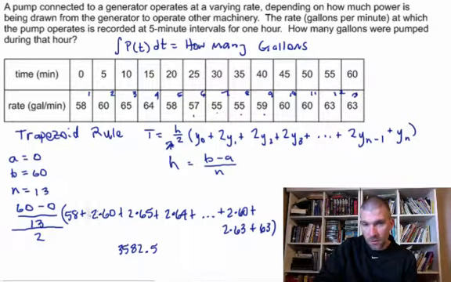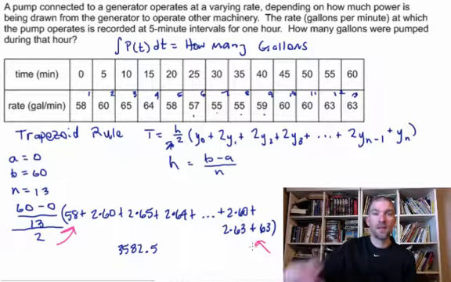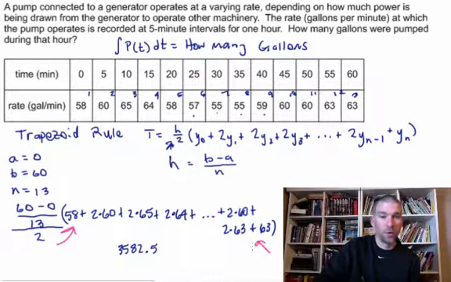So if you understand what you're doing, you don't have to show me every single step along the way, but you're going to have to punch it into your calculator. What do I need to see if you're in my class? I need to see this setup right here that shows me that you know how to use the trapezoid rule. All right, so how many gallons pumped? Well, pumped 358.5 gallons.